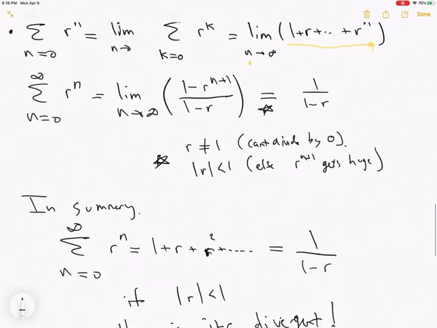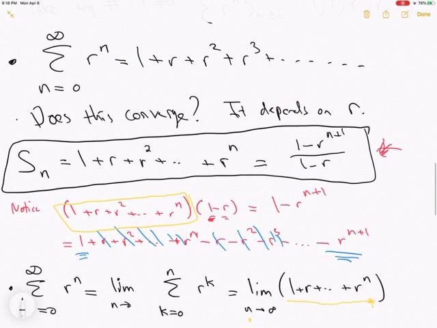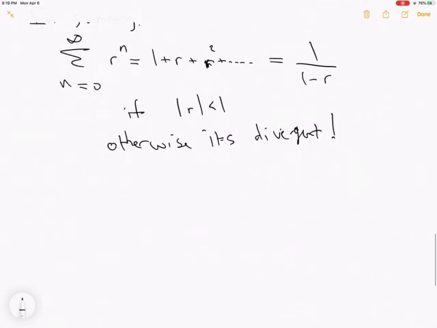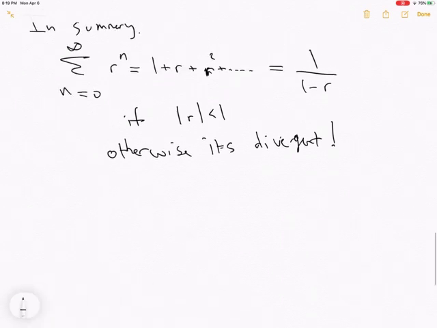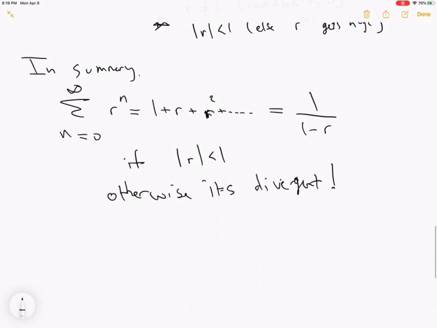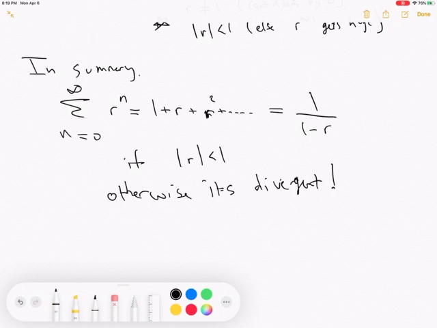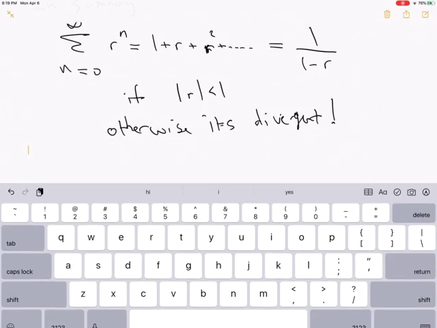So remember, the original question was over here, does the geometric series converge? And so the answer is yes, it converges for the absolute value of r less than 1. But even better than that, we actually derived a formula for what it converges to. So this is very, very nice. So in summary, the geometric series converges when the absolute value of r is less than 1, and otherwise it's divergent. But not only that, we have an explicit formula for what it's equal to.